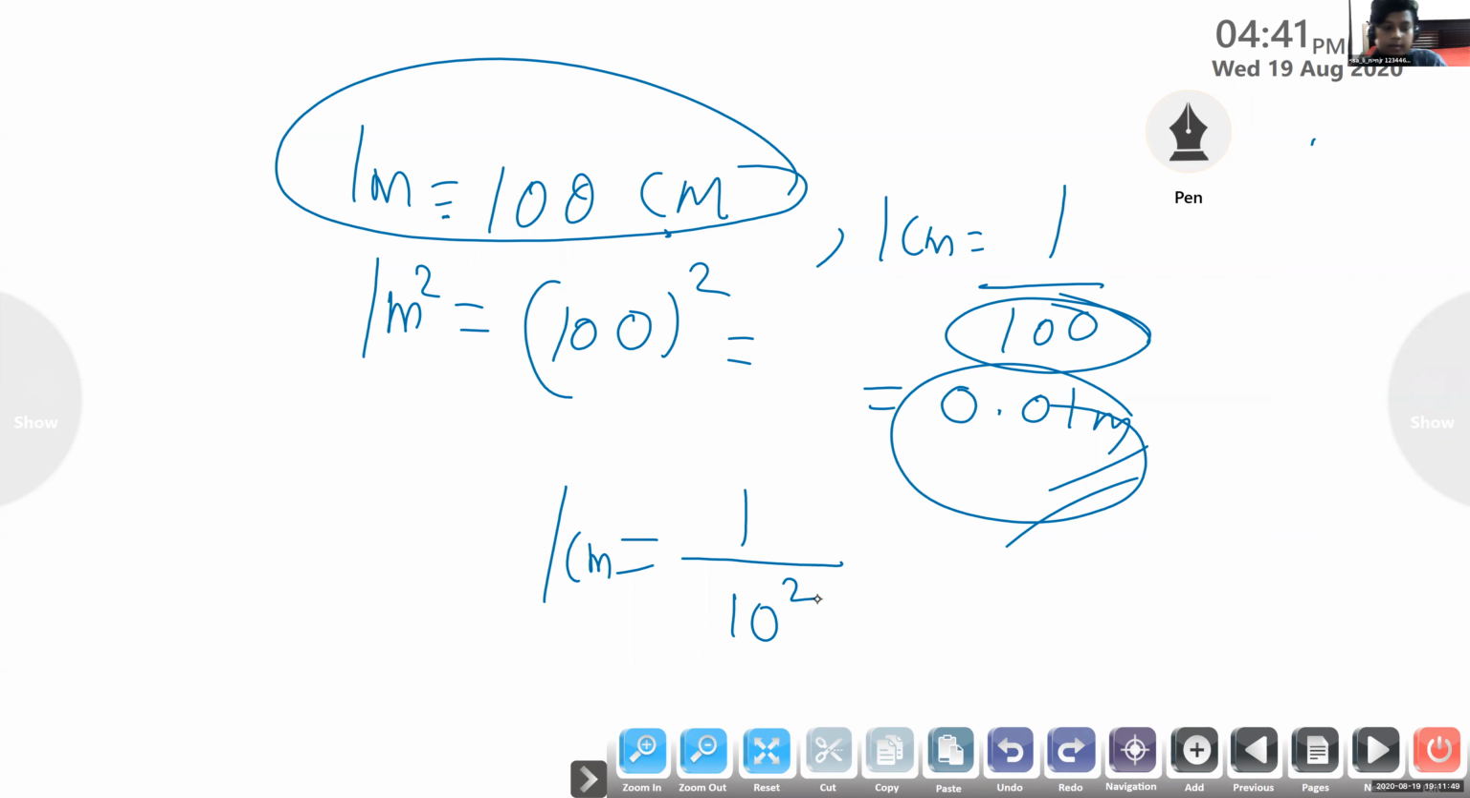In physics, we do 1 by 10 to the 2, and we take this into the numerator. When we take it into the numerator, what will the power become? You studied integers in 7th standard, no? What is 10 to the power of 2 when taken into the numerator?